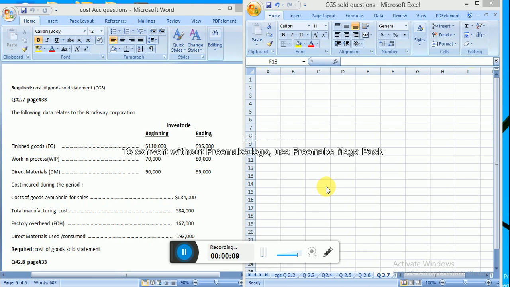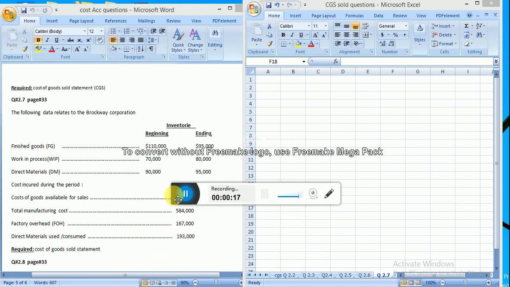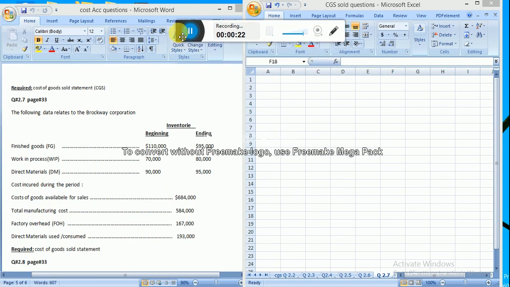So today our question is 2.7, page number 33. Let's start our question. The following data relates to the Brockway Corporation finished goods inventory. Beginning and ending are given. Beginning finished goods inventory is 110,000 and ending finished goods inventory is 95,000. Work in process beginning inventory is 70,000 and ending inventory is 80,000. Direct materials beginning inventory is 90,000 and ending direct material inventory is 95,000.